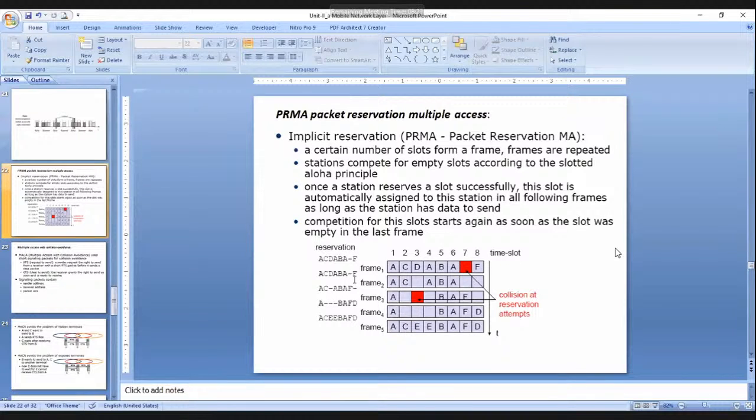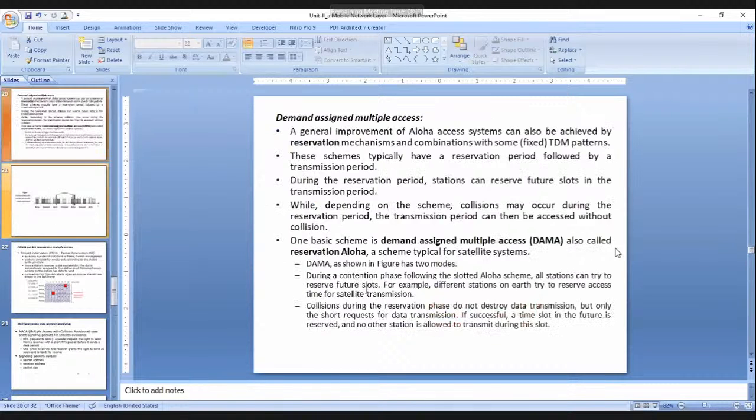DAMA has two modes, it seems. During the contention phase, follow the slotted Aloha scheme. All stations can try to reserve future slots. So during this slotted Aloha scheme, all stations are trying for reservation, which was actually the diagram we have seen. They are going for some reservation bookings.